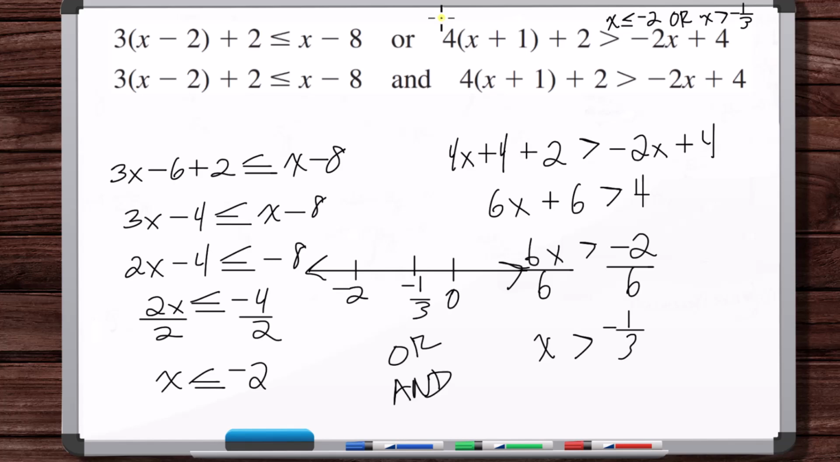You could say minus infinity to minus 2, put a bracket at minus 2, in union with minus 1/3, parentheses, infinity. You could do that. Okay, now the "and" would be, let's see, there's no solution. There's never a solution, because you're all the way over here for x is less than or equal to minus 2. You're all the way over here for x is greater than minus 1/3. You just put a parentheses here and a bracket here. Well, there's no overlap. So there's no solution to the second case.